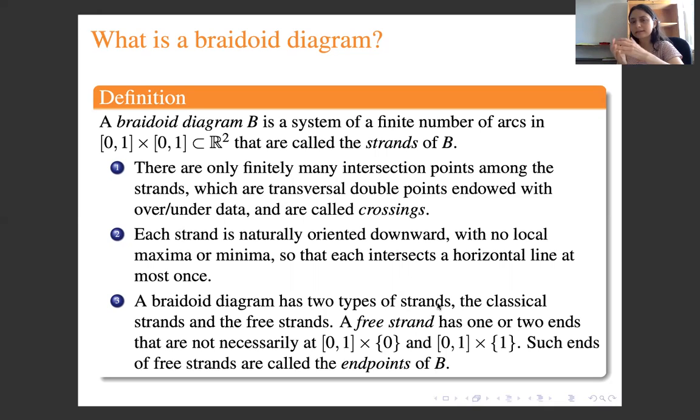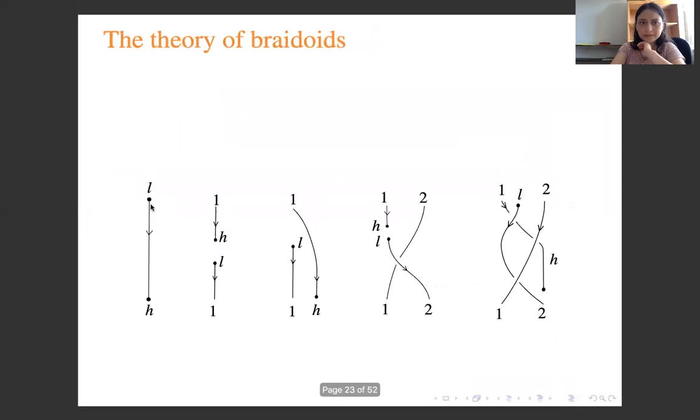And such ends are called endpoints of B, of the braidoid diagram. And they are denoted by graphical nodes and notated by L and H in analogy with the leg and the head of a knotoid diagram. Here we see it better. So they are not really lying on the top and the bottom line of the rectangular disk given for the braidoid diagram, sorry.